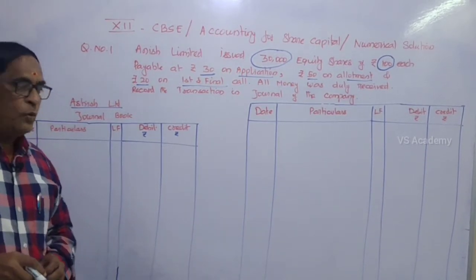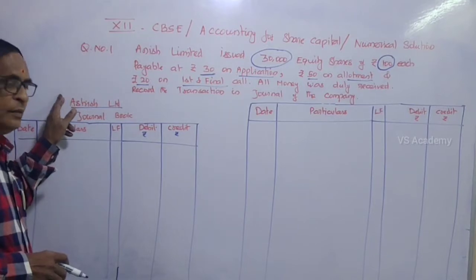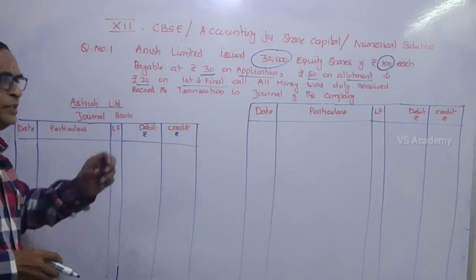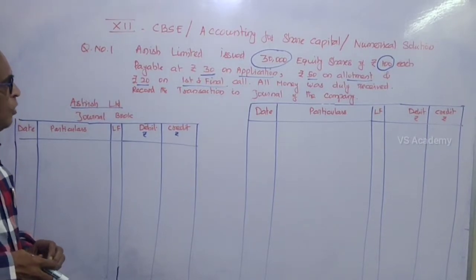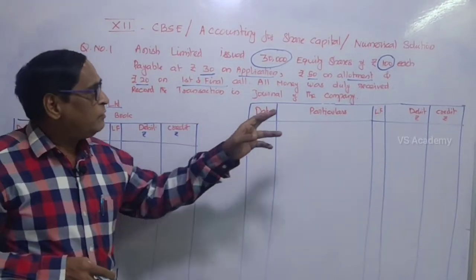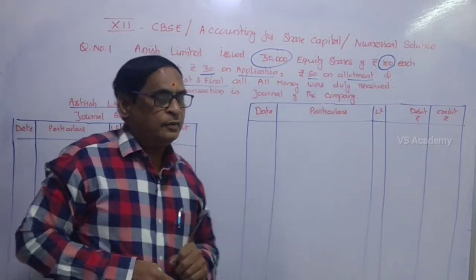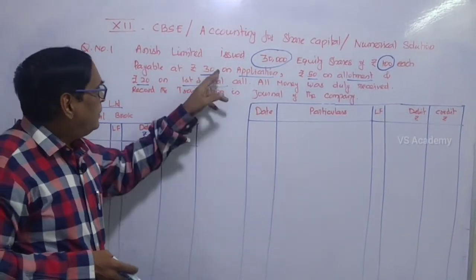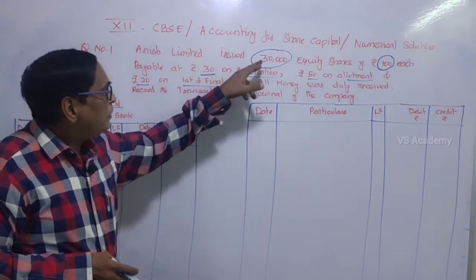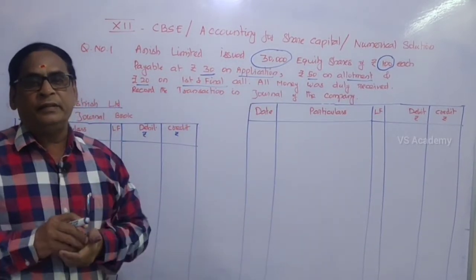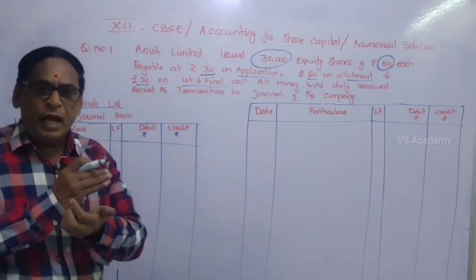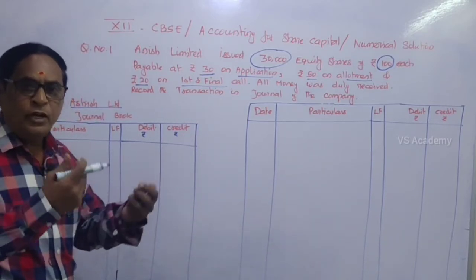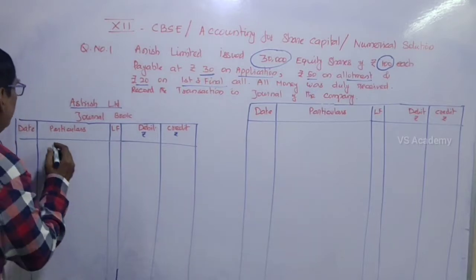So let us solve now. In the books of Anis Limited, we have to pass journal entries, that means in the journal book. The total amount receivable is 100 rupees per share, but on application we are receiving 30 rupees on 30,000 shares. If we receive any amount, either cash or bank is to be debited. Here, bank is to be debited.